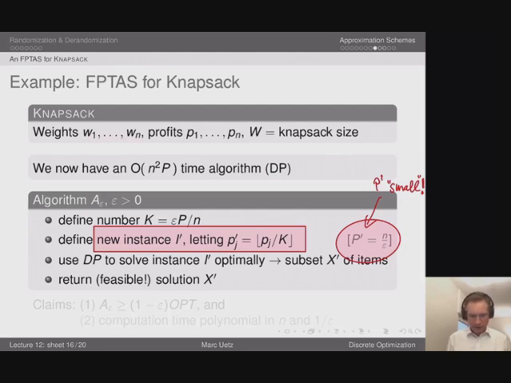So what I compute by this dynamic programming algorithm is a subset of the items. Let's call it x prime. And that's feasible, okay? And that's the feasible solution that I return. Okay, it's a feasible solution.